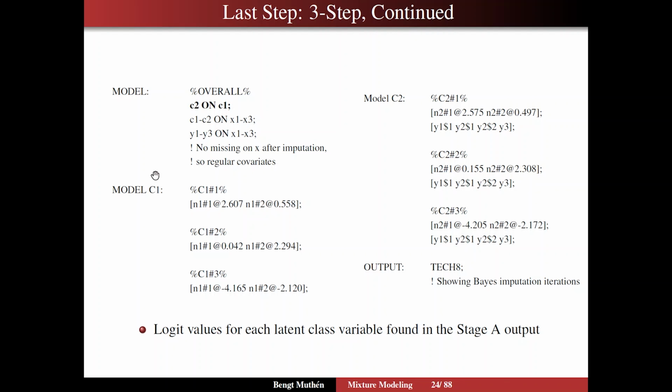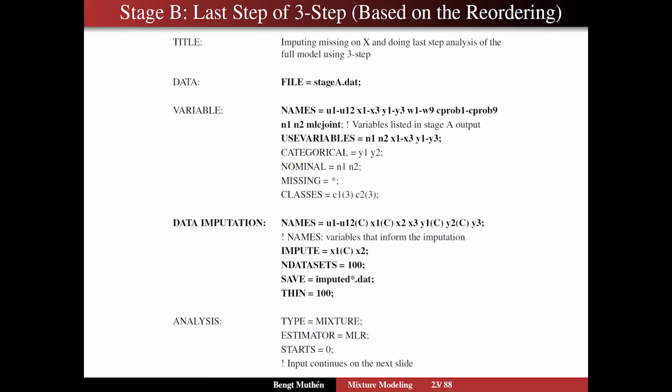So they are treated as regular observed covariates that we condition on in the regression. No need to bring them into the model to handle the missing data, because there's no missing data on them, on the axis, after the imputation stage, shown on the previous slide. I shouldn't call it stage, but after the imputation within stage B.